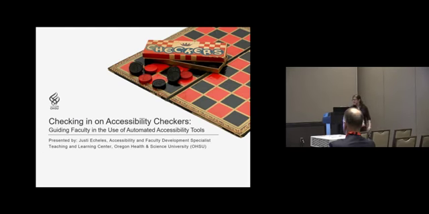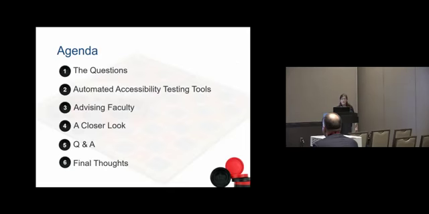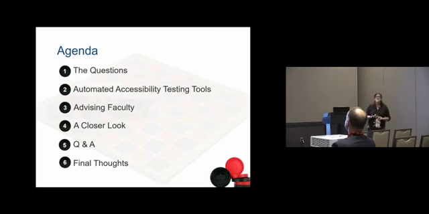So that's what the name of the session is. I work at the Teaching and Learning Center of Oregon Health and Science University. So today we're going to look at some of the questions surrounding the automated accessibility checkers. We'll look at what those tools are, and then we'll look at how do we advise faculty on them. We'll take a close look at a few particular testing tools, and then just questions and the final thoughts.